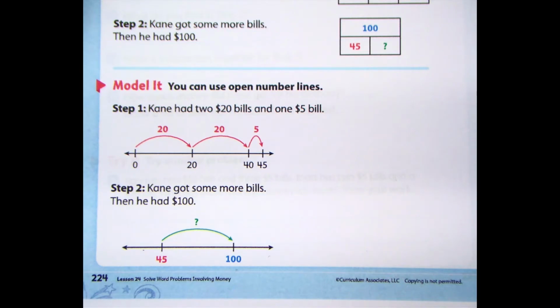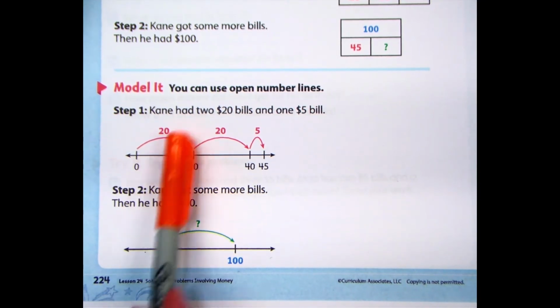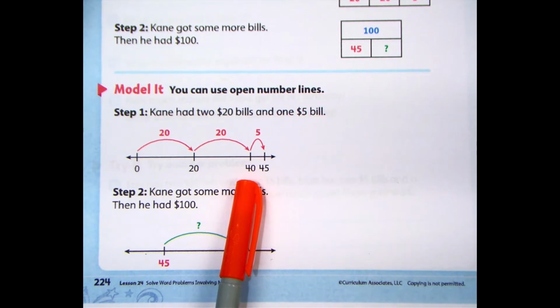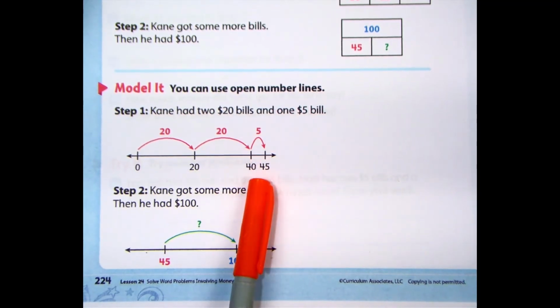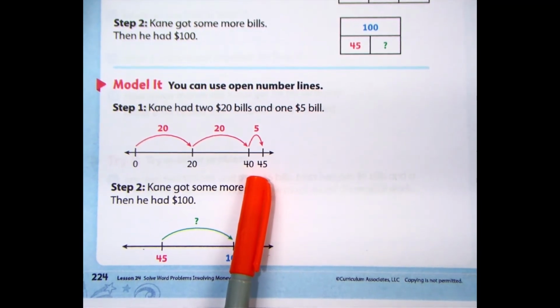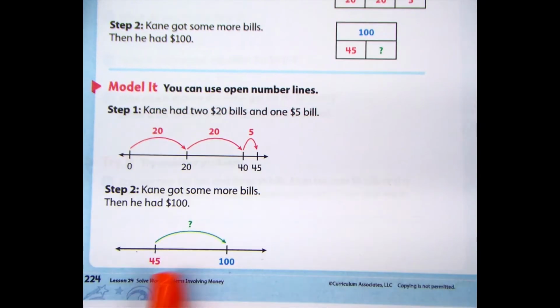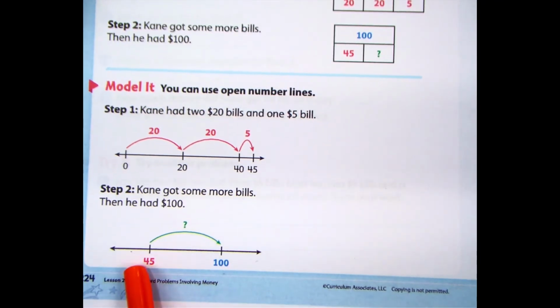So step 1's the same. Cain had two $20 bills and one $5 bill. So they started at 0. They jumped 20 and another 20, which gave them 40. And then he had a $5 bill, so we're going to jump 5 to 45. And that's another way to add it up. Now Cain got some more bills, then he had 100. So now we're going to start at 45 because that's what we have here. And now I need to figure out how much I need to jump to get to 100.